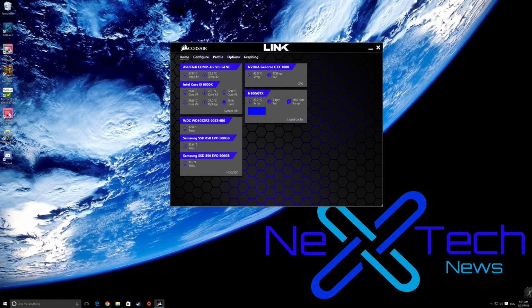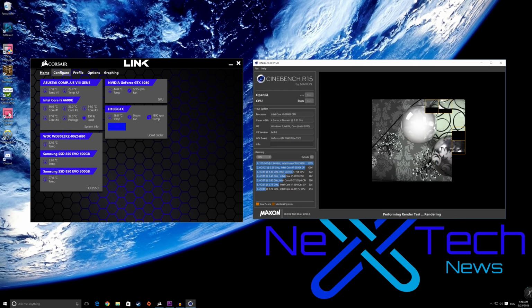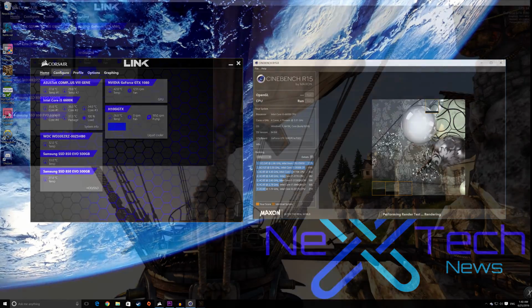So at idle on the stock frequency i5-6600K, the CPU fluctuates around 28 degrees Celsius. The GTX 1080, on the other hand, is fluctuating between the high 30s and low 40 degrees Celsius range. So with the CPU under 100% load with Cinebench, you can now see the differences in the temperatures. The CPU temp is hovering around 37 degrees Celsius, and the GPU is hovering around 44 degrees Celsius.